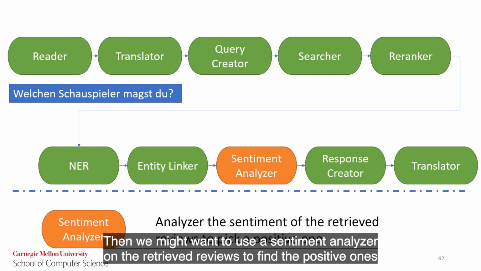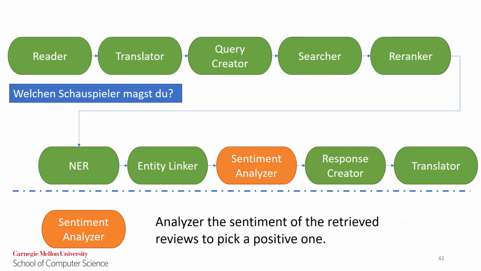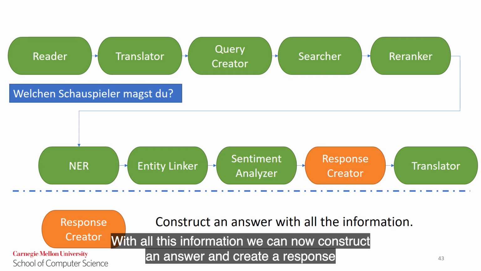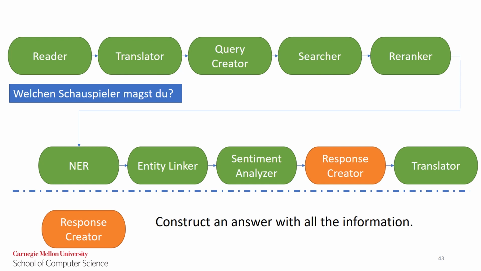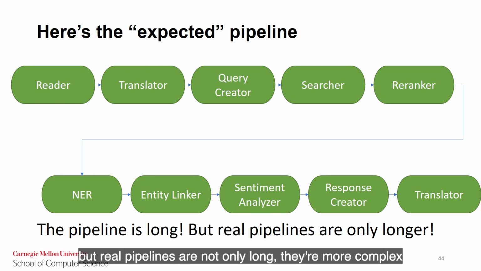Now, we can link these mentions to the backend knowledge base to know more information about these actors. And then we might want to use a sentiment analyzer on the retrieved reviews to find the positive ones because we're looking for good actors. With all this information, we can now construct an answer and create a response. So this is actually the expected pipeline. The pipeline is already very long, but real pipelines are not only long, they're more complex.